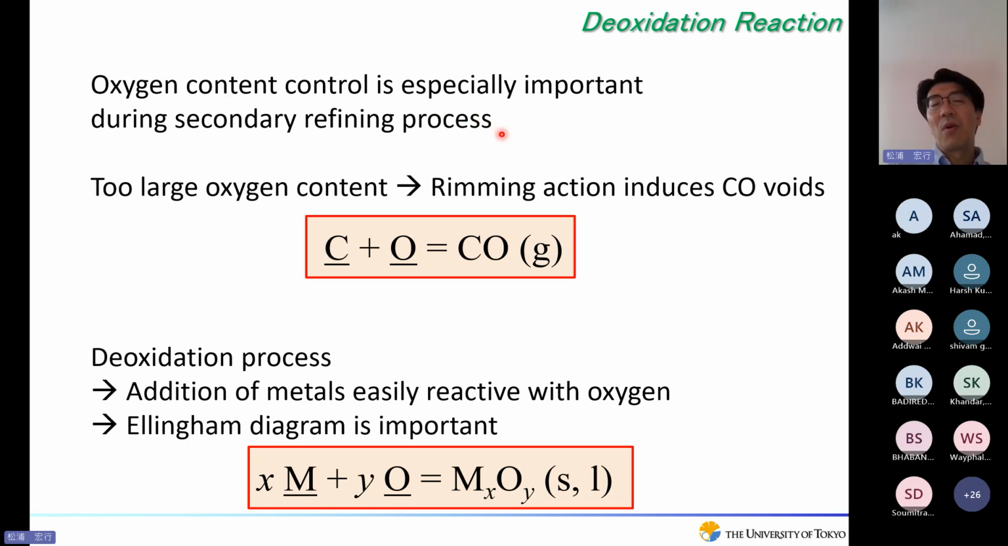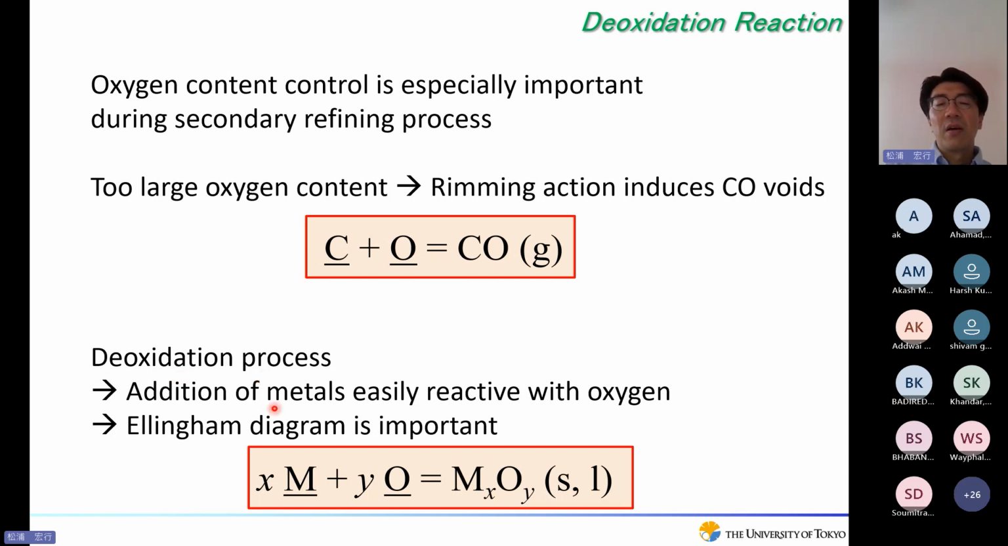So oxygen content control is especially important during the secondary refining process. As I mentioned, at the end of the converter process, the oxygen content goes up to several hundred ppm, and then you need to remove it basically in the secondary refining process. Normally, most of the oxygen can be removed by the decarburization action shown in this equation, and then the carbon and oxygen in molten steel will be simultaneously removed as CO gas. And then you can achieve some oxygen concentration, but you cannot reduce the oxygen content to a very low level.